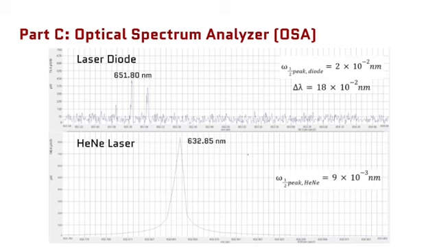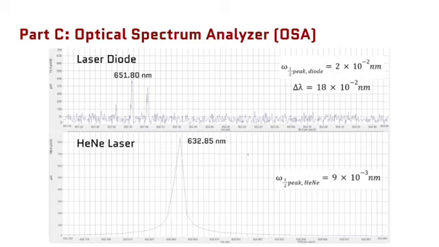Using the software on the computer, we obtained a graph for the spectrum of the laser, from which we measured the half-peak width, central wavelength, and mode spacing. For the helium neon laser, we found a central wavelength of 632.85 nanometers, a mode width of 9 × 10^-3 nanometers, and no additional modes could be seen or measured.